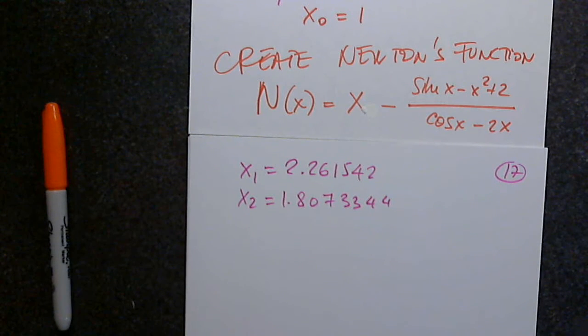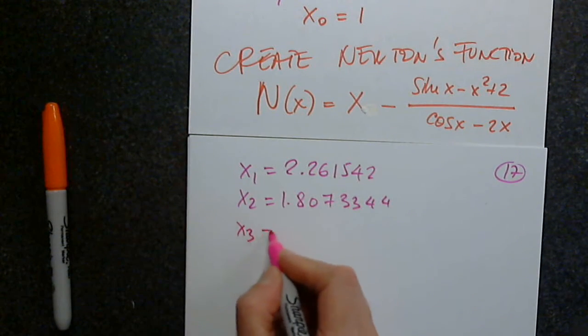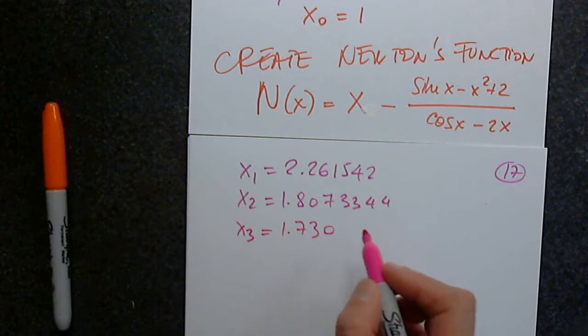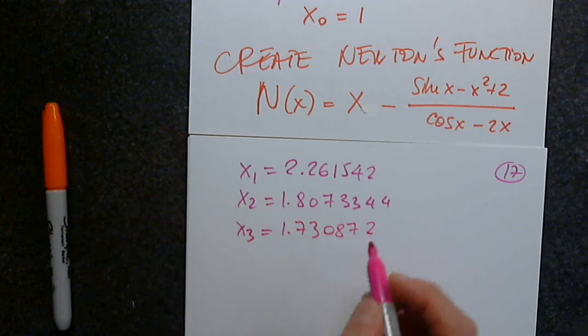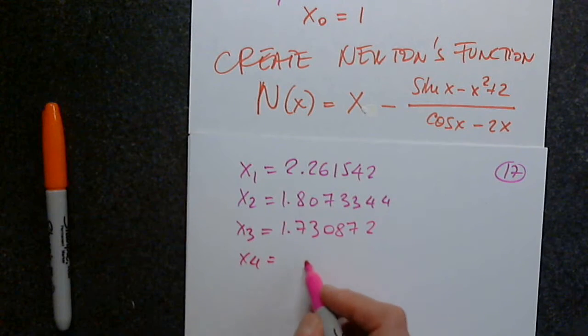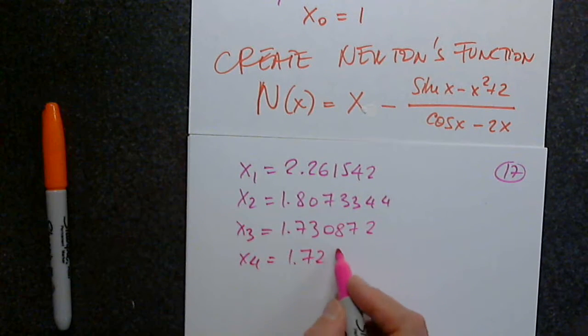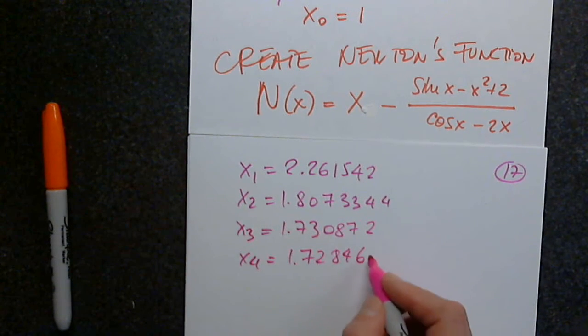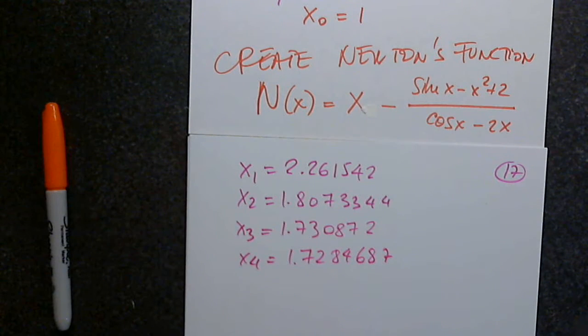So I had x2, I have x3, 1.730872, and I have x4, and we are done. In 4 iterations, we determine the solution with the accuracy you wanted. You said the accuracy 4, 5, so I even counted more than 4, more than 5. This is the solution.